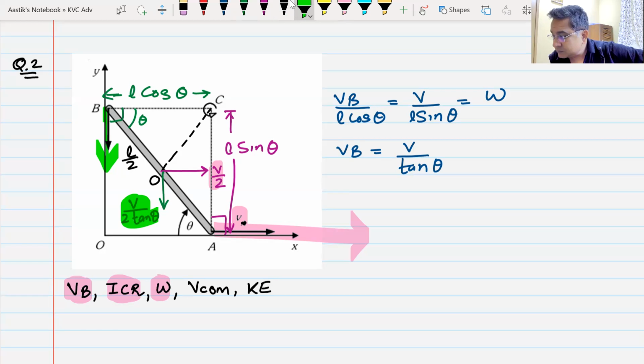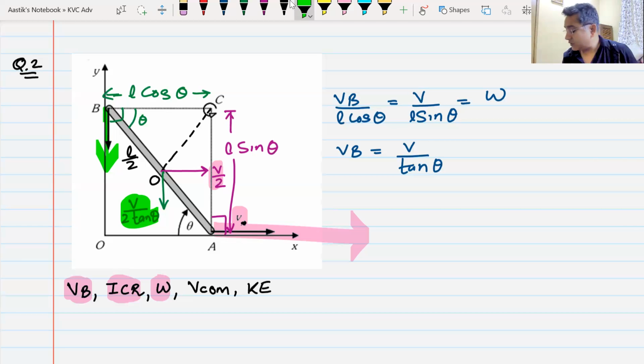How did I get the pink one? You understand the pink one, no? Yes or no? At the lowest point, the velocity is v. At the highest point, the velocity is 0. So what is the velocity at the middle point? At the highest point, the vertical velocity is v by tan theta. At the lowest point, the vertical velocity is 0. So what is the velocity at the middle point? This is common sense. Yes, sir. We got it. At the middle point, the velocity has to be half.